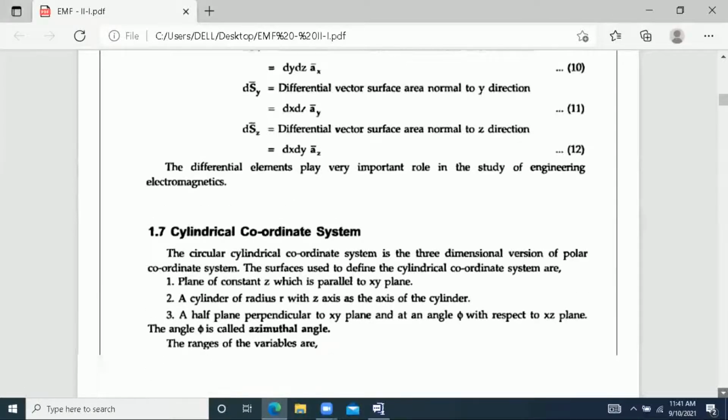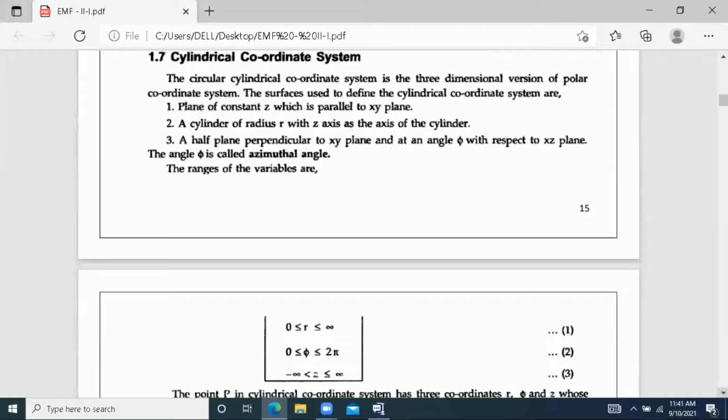I want to do the next system quickly. The cylindrical coordinate system. So here you're gonna think of a cylinder. This is your origin.